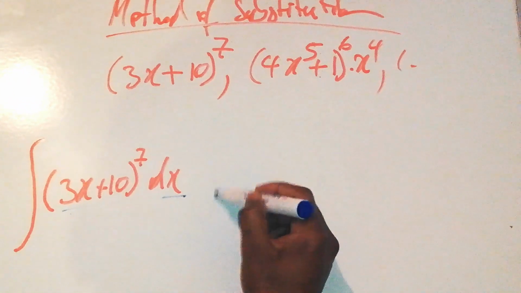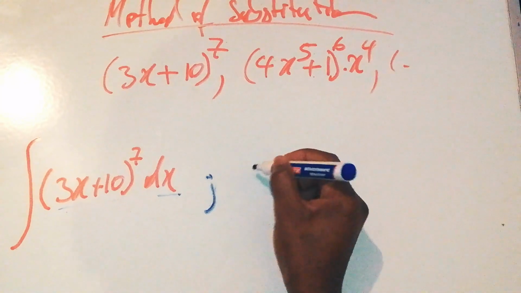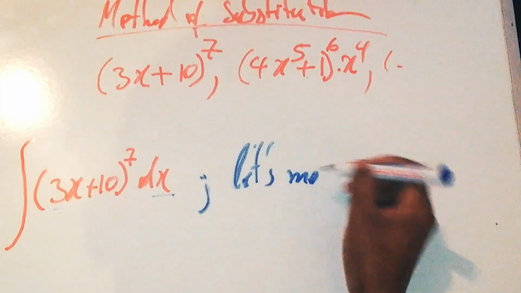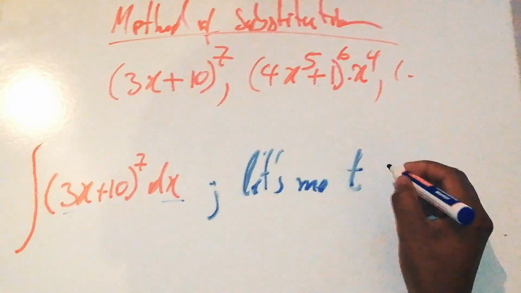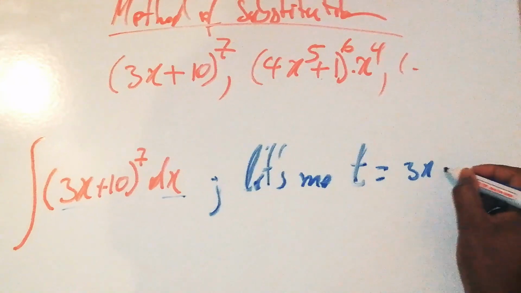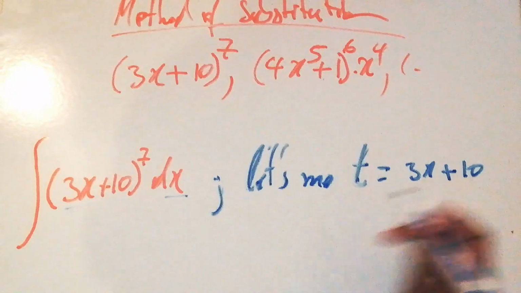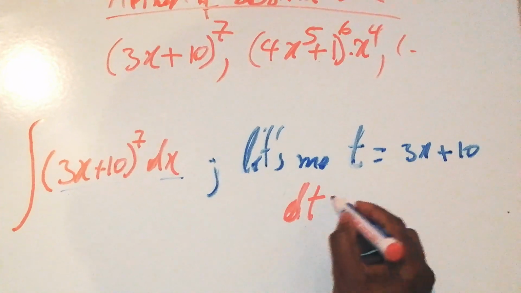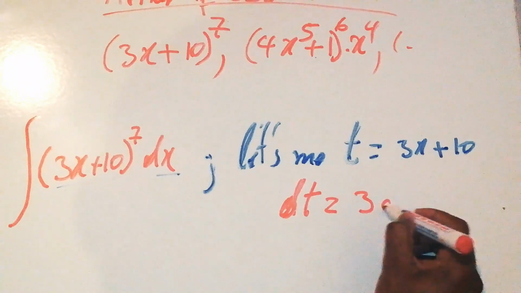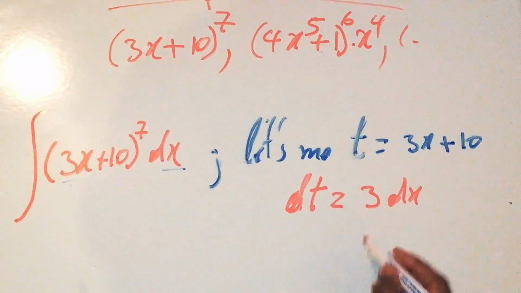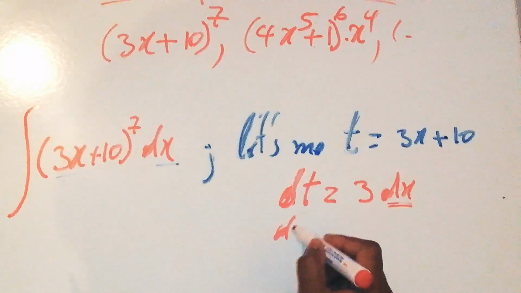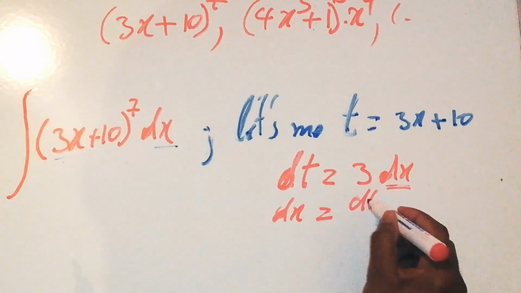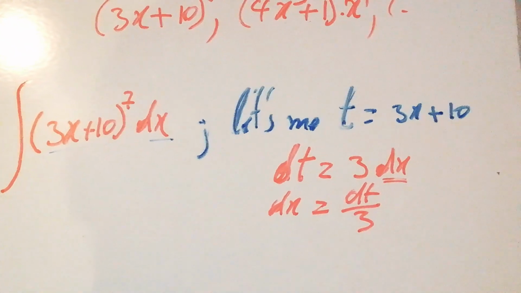So I'm going to say, let t equal 3x plus 10. If I differentiate, dt equals 3 dx. Agree with me, right? Then dx will equal dt over 3.